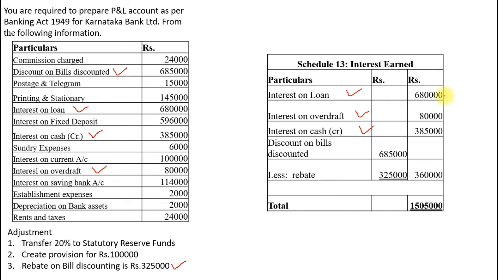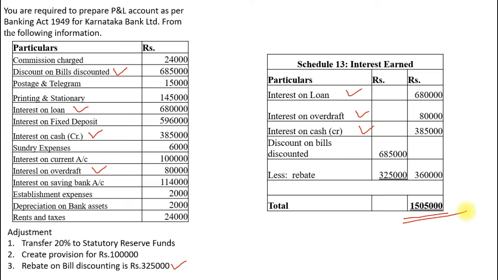So we total it up: 6,80,000 plus 80,000 plus 385 plus 3,60. We get the value as 15 lakh 5,000. Okay, that's the total of our Schedule number 13, that is of interest. And so, very simple. Under the schedule, we only have to note down all the interest that the bank will get along with bill discount less rebate. That's the only thing you have to remember.